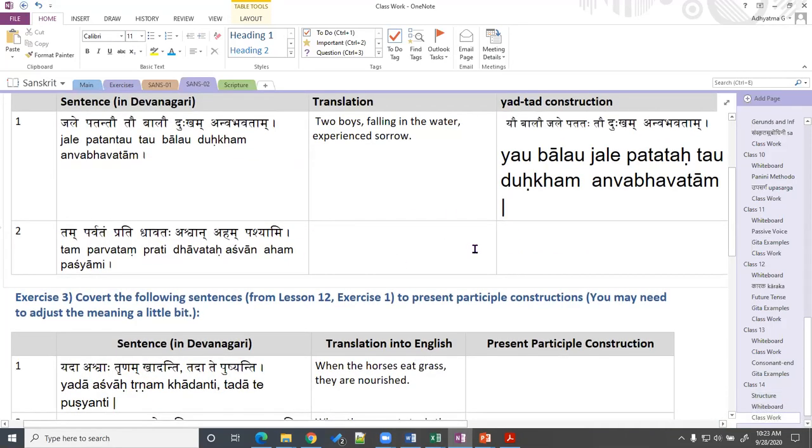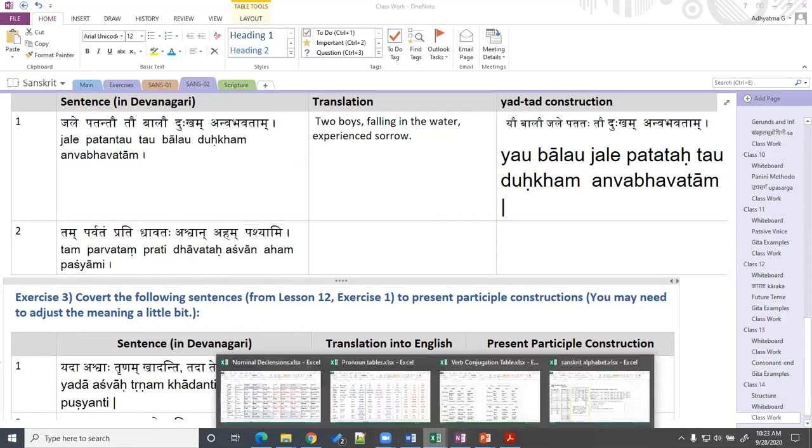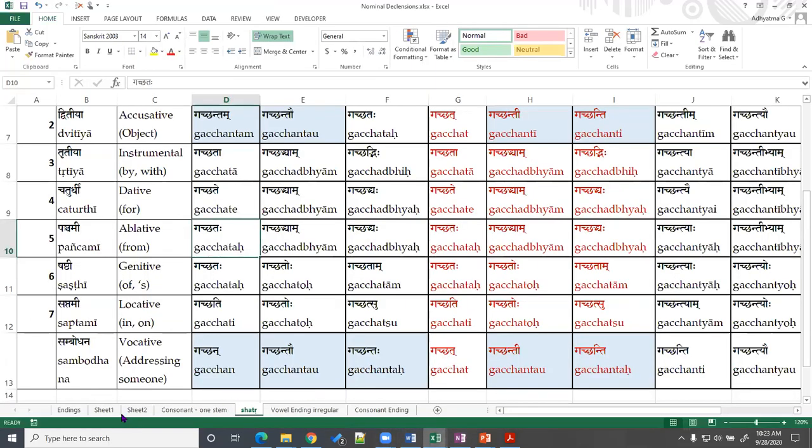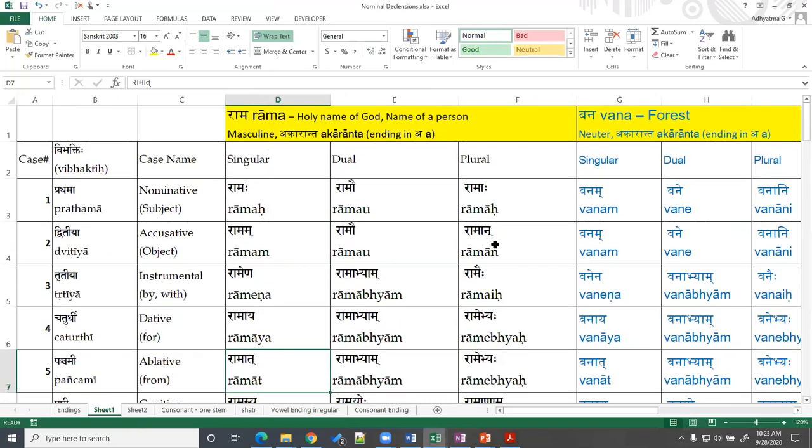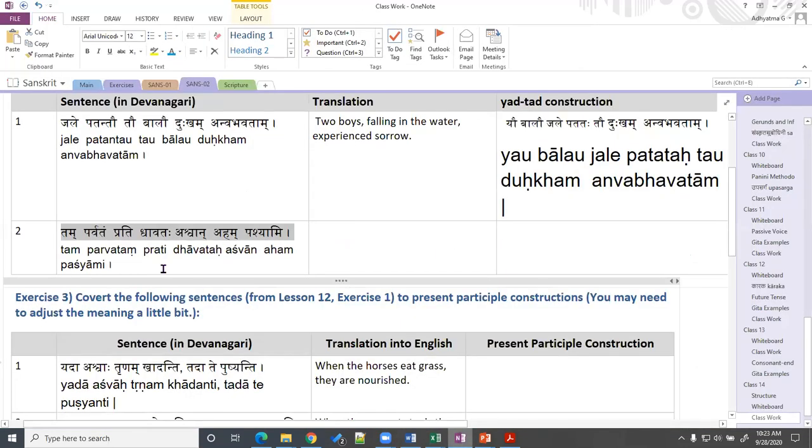Now if you look at this sentence, tam parvatam prati dhavatah ashwan aham pashyami. If you look at the verb here, that is pashyami, aham is the subject, that is the karta. So I see. Ashwan is the second case plural, like Raman, Ashwan. So second case plural. So I see the horses.